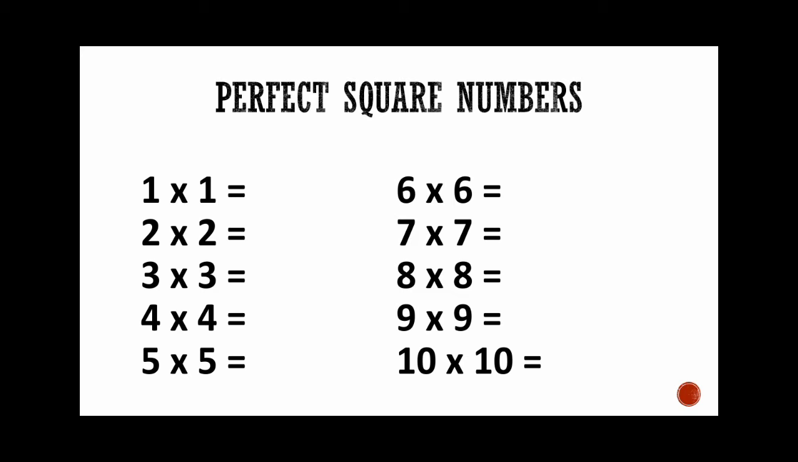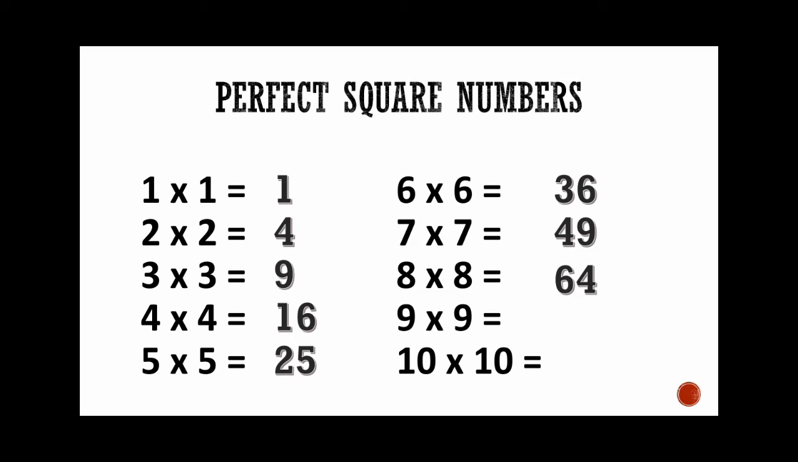So, anong product ng 1 by 1? It is, of course, 1. 2 times 2 is 4. 3 times 3, 9. 4 times 4 is 16. 5 times 5 is 25. 6 times 6 is 36. 7 times 7 is 49. 8 times 8 is 64. 9 by 9 is 81. 10 by 10 is 100.